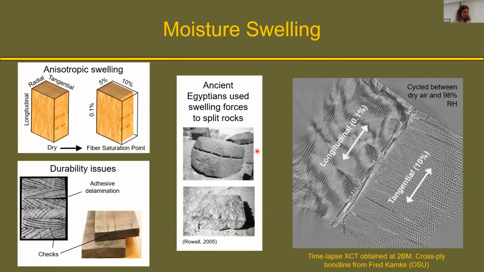So now I'm going to move on to looking at moisture swelling in the wood cellular structure. Because of the anisotropic structure of wood, the moisture swelling is also anisotropic. In the longitudinal orientation, you have very little swelling, whereas in the radial and tangential directions, you have much higher swelling. And I like to point out that the swelling forces in wood are quite high.